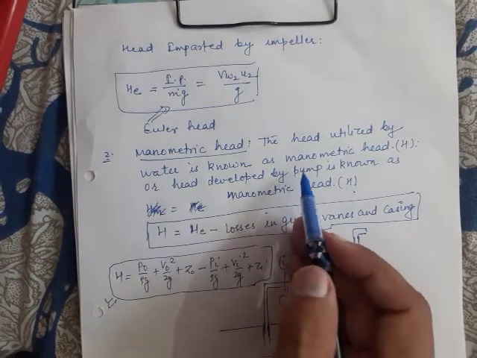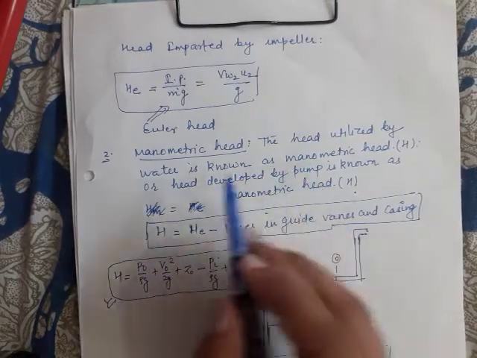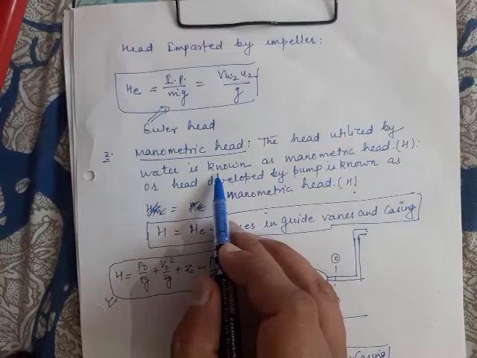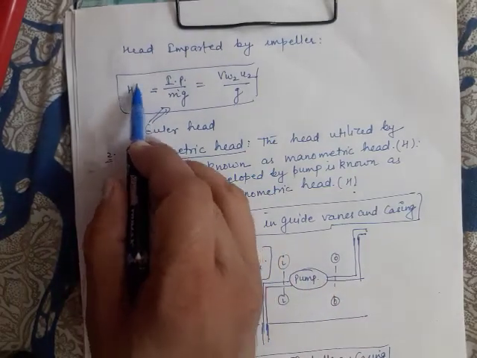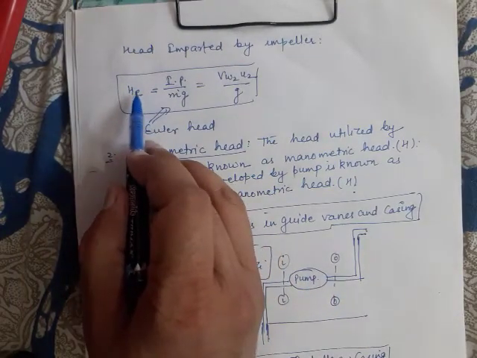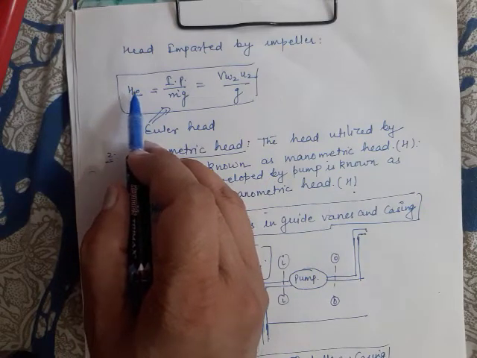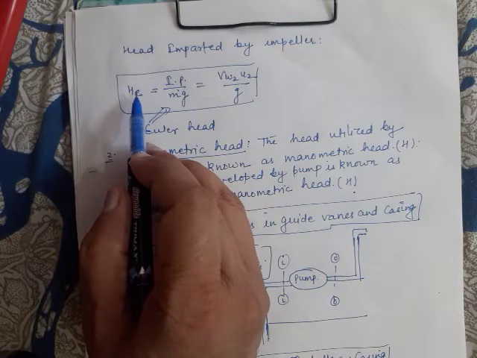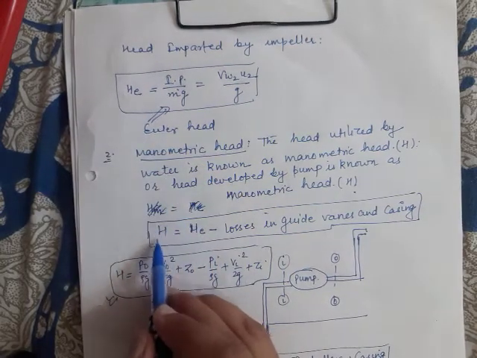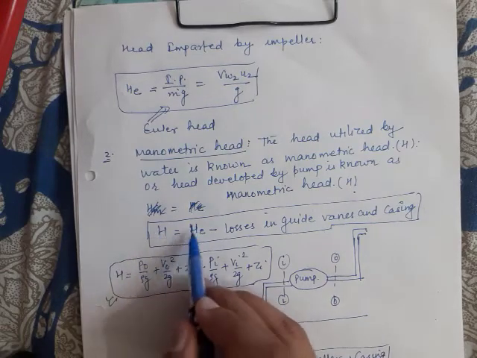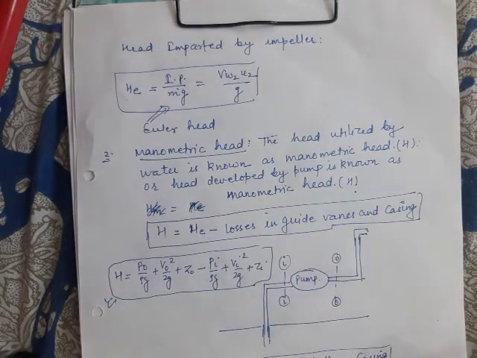Another definition for the manometric head is, it is the head utilized by the water. Since HE amount of head has been imparted by the impeller to the water, but actually this much amount of head would not be utilized by the water, because some of the head would be lost in overcoming the friction inside the guide vanes and casing. Therefore, the head utilized by the water would be less than HE, and it will be H equals HE minus losses in guide vanes and casing. Okay, good. I think it is clear to you.